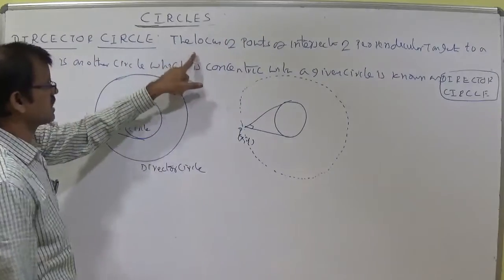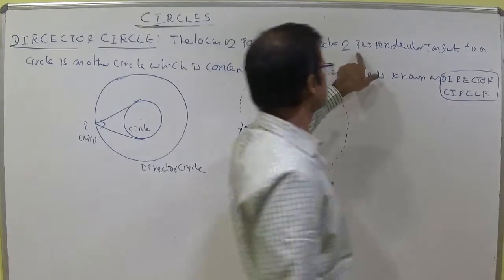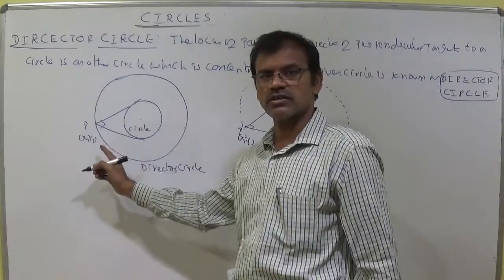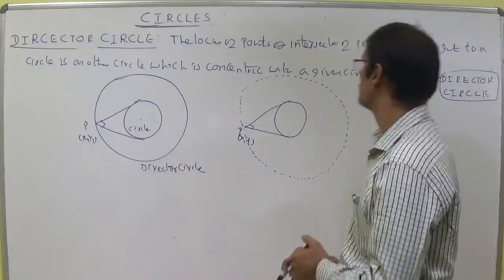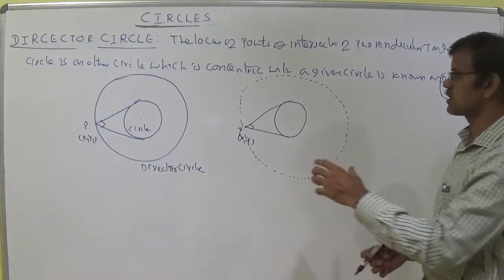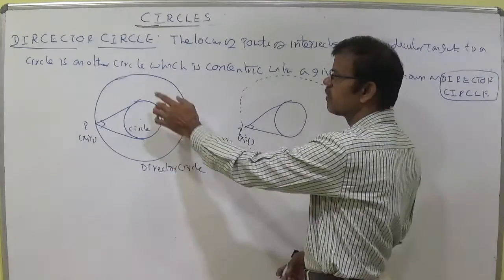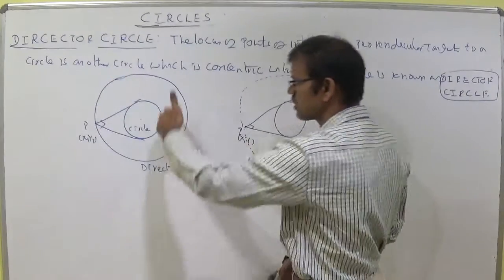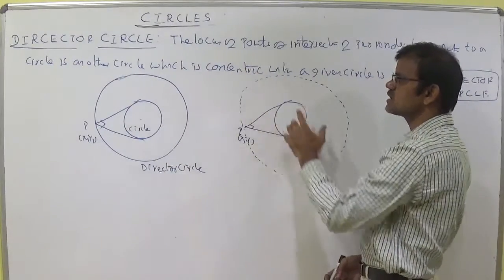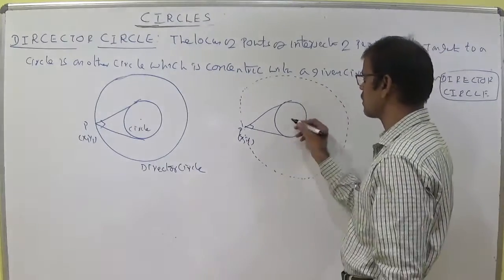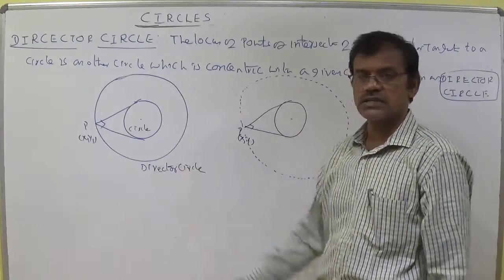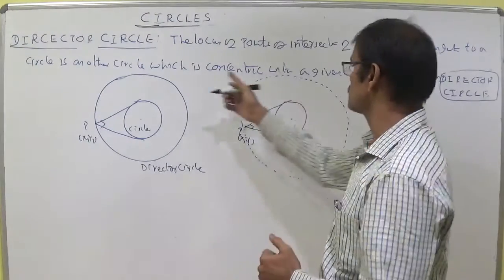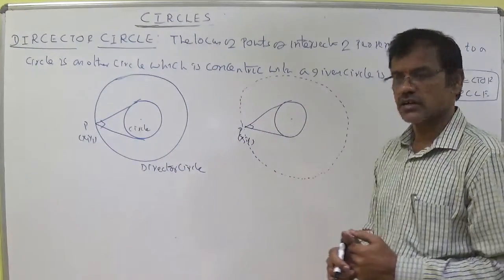The definition once again, see. The locus of points of intersection of perpendicular tangents. It should be perpendicular, so theta should be 90 degrees. Perpendicular tangents to a circle is also another circle, which is concentric with a given circle. The center of the first circle and second circle should be the same. Whenever the center is the same, then such a circle is known as a director circle.